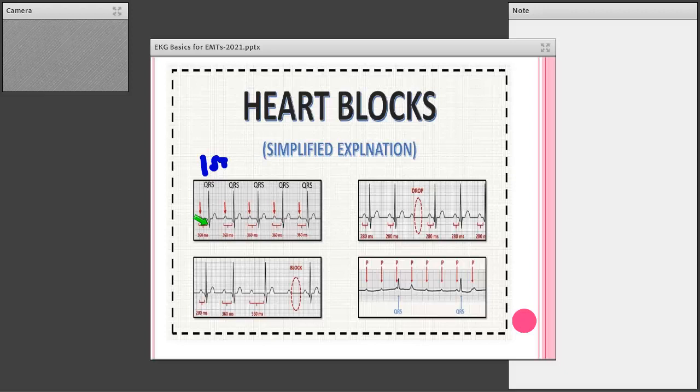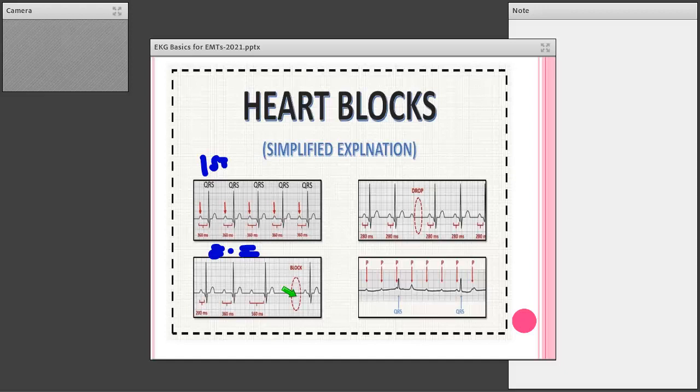This one down here is a second degree type 1. And this is the one where the PR interval gets longer and longer and longer and then drops. So here, it's a pretty normal PR interval. This one is a little bit longer. This one's even longer. And then finally, we drop the whole QRS complex.